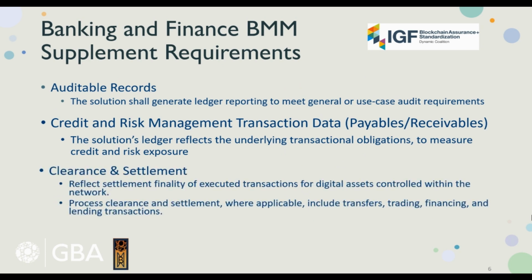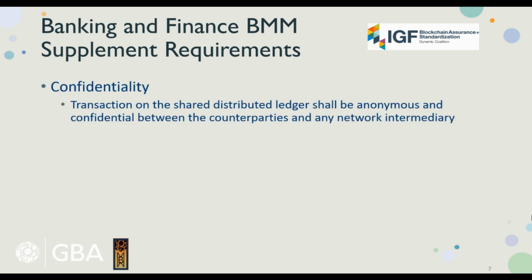Clearance and settlement reflect the settlement finality of executed transactions for digital assets controlled within the network. Process clearance and settlement, where applicable, include transfers, trading, financing, and lending transactions. Confidentiality. The transaction on the shared distributed ledger shall be anonymous and confidential between counterparties and any network intermediary.